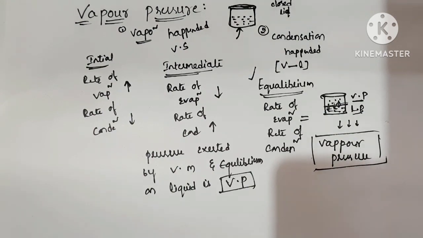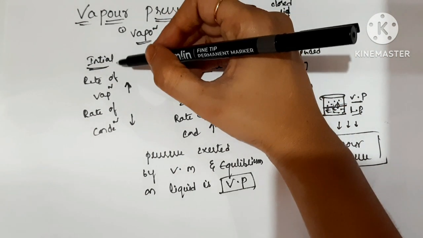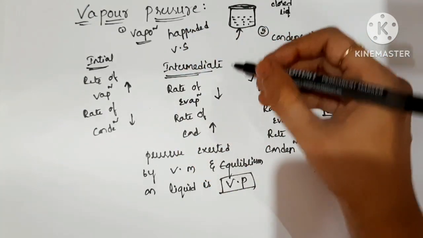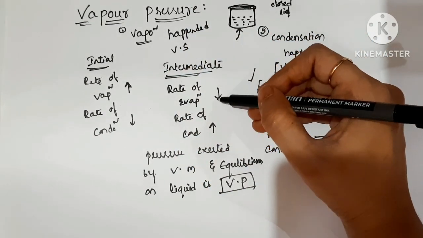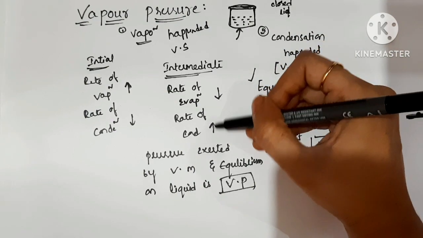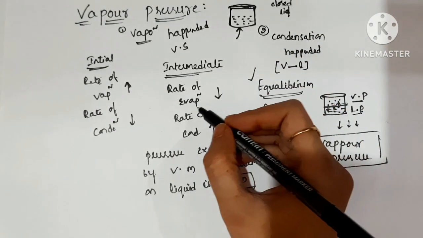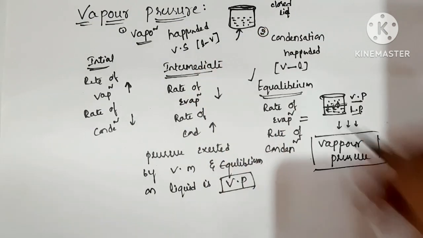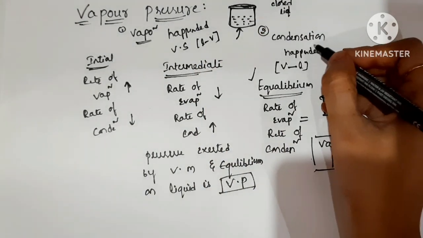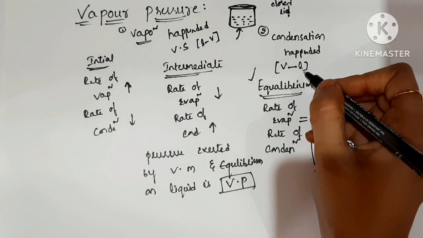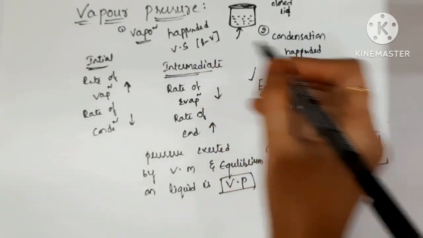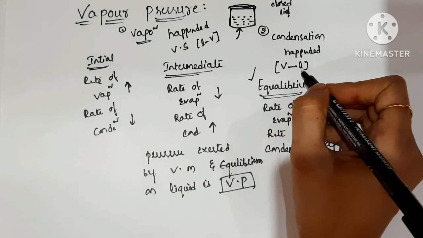Understand clearly? So at the initial state what happened? The rate of evaporation is high, the rate of condensation is low. At the intermediate state, the rate of evaporation is low and the rate of condensation is high. So evaporation means liquid state to vapor state, right? Condensation means vapor state to liquid state. You have to observe clearly. Vaporization means liquid state to vapor, condensation means vapor to liquid.